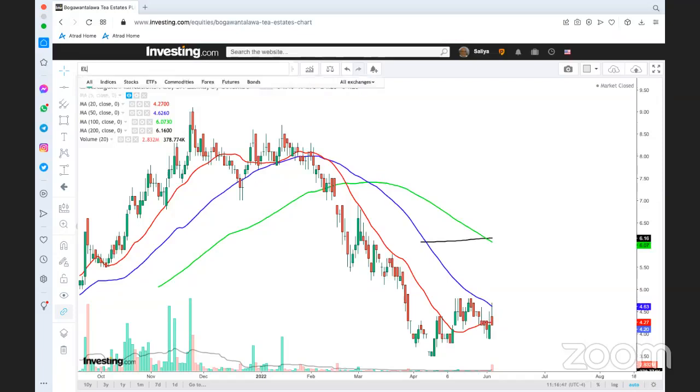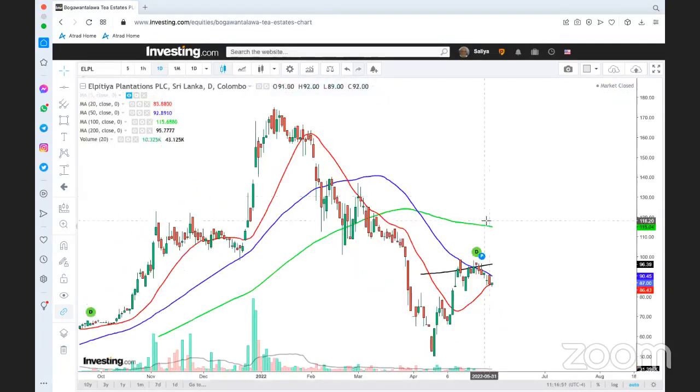Then LPTA Plantation. Again, the same story. Testing a key resistance area, but below the 100-day moving average. It would have to break above the high of 98.50.